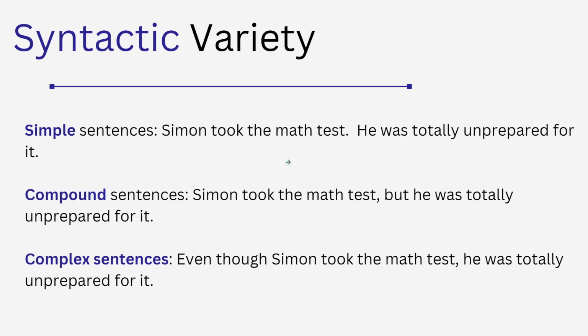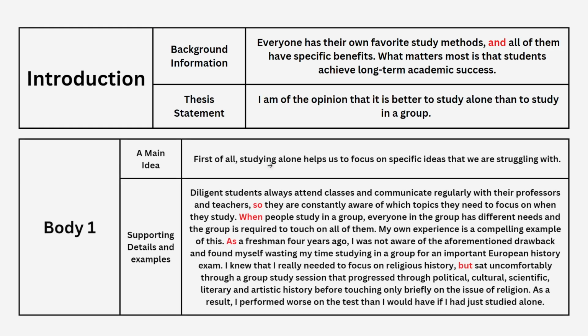Still, it doesn't have syntactic variety. It needs a greater variety of sentence types. So if we look at the essay I wrote, and I showed you a moment ago, you can see where I've used some conjunctions. I used "and" to create a compound sentence in my introduction. I used "so" and "but" to create a few compound sentences here as well. I used "when" and I used "as" to create complex sentences.